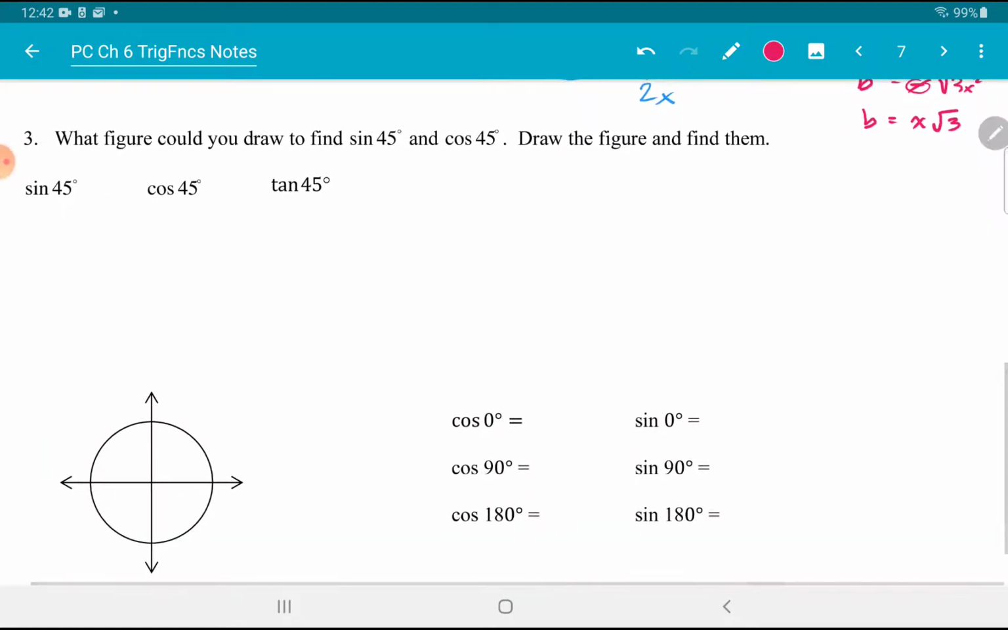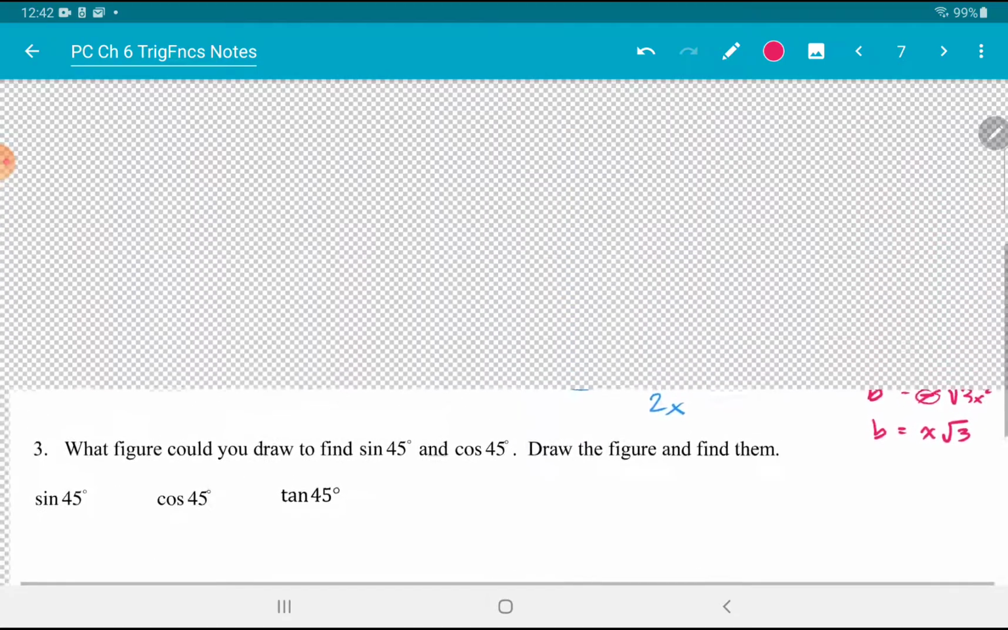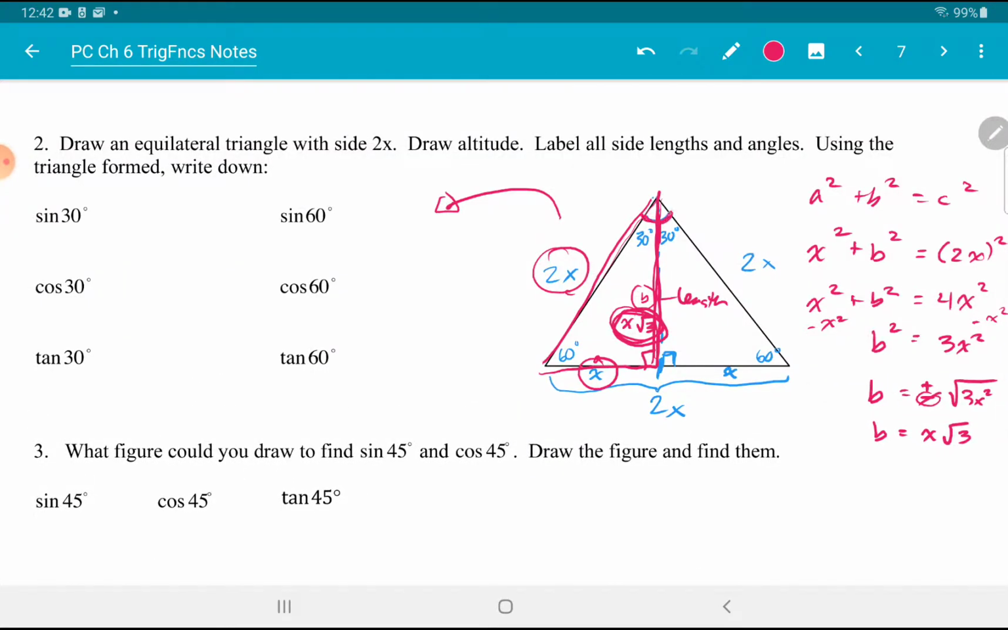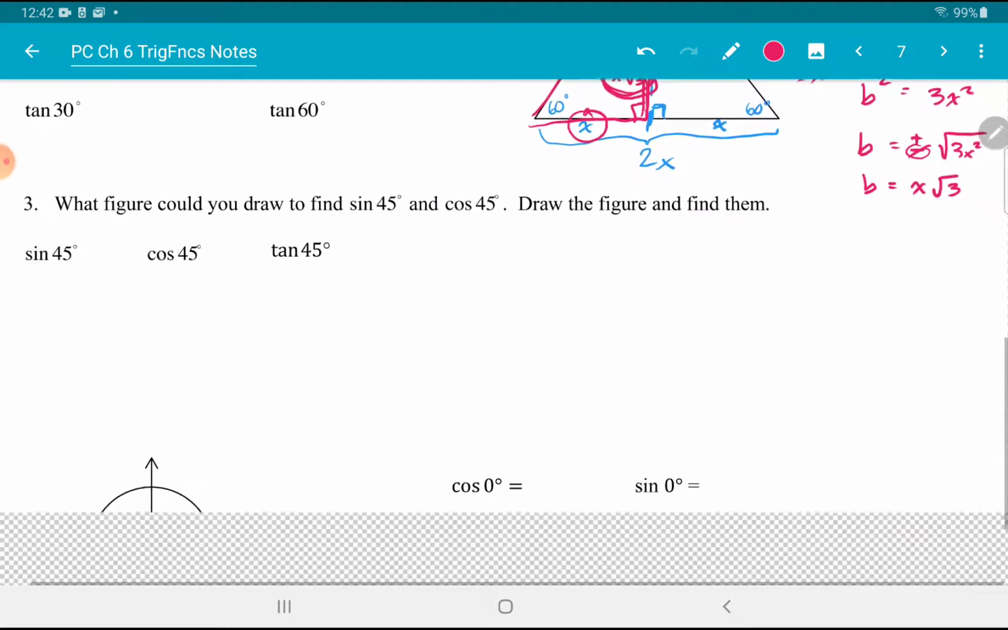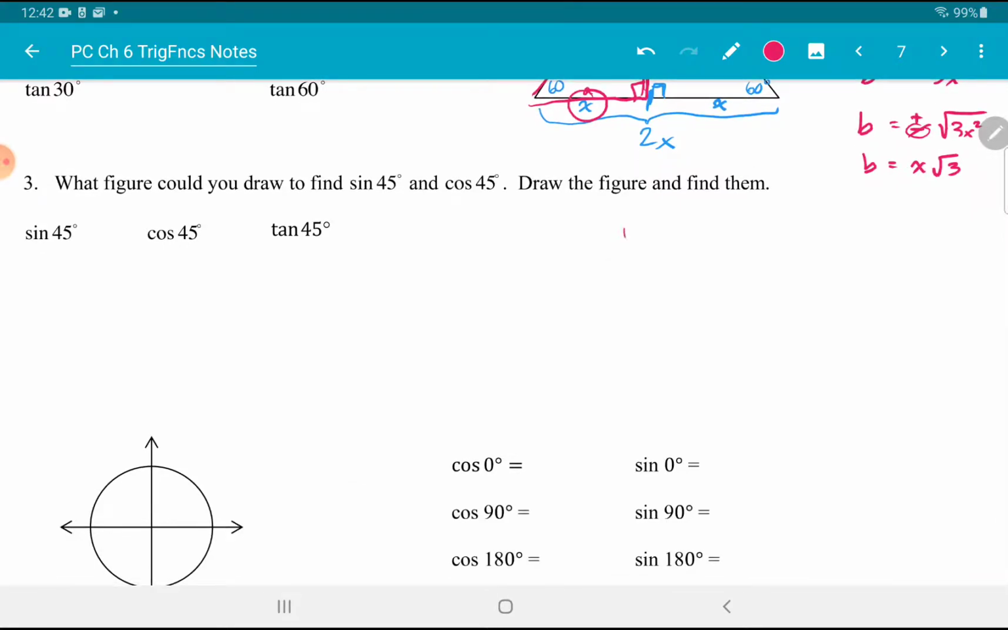Number 3. What figure could you draw to find sine 45 and cosine 45 degrees? Well, if we're talking about 45 degree angles, very similar to how we split a 60 degree angle in half and got 30 degrees, the way we can split an angle and get 45 degrees would be drawing a square. In drawing a square, we have 4 right angles, and by splitting it in half just like this, the 90 degree angles get split in half, which means that these are each 45 degree angles.